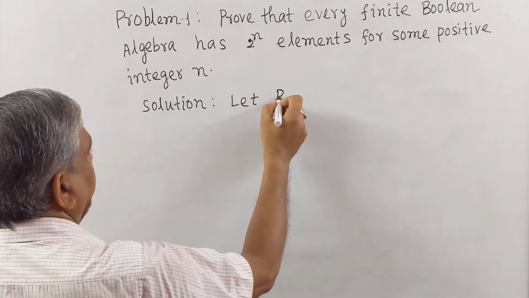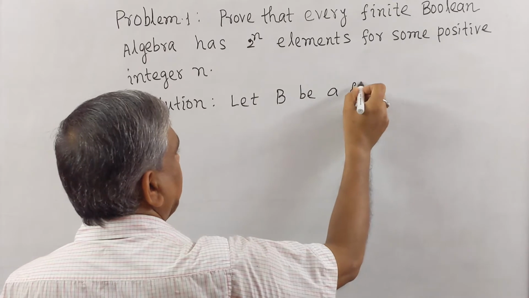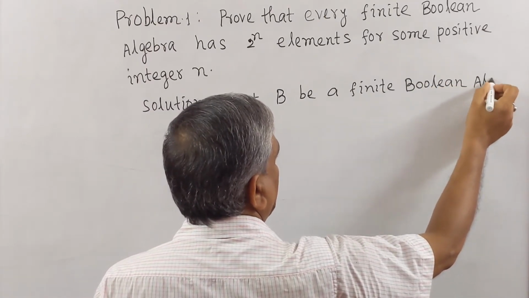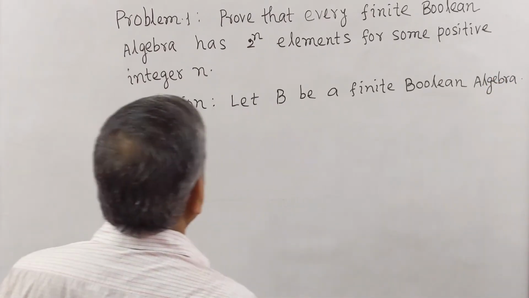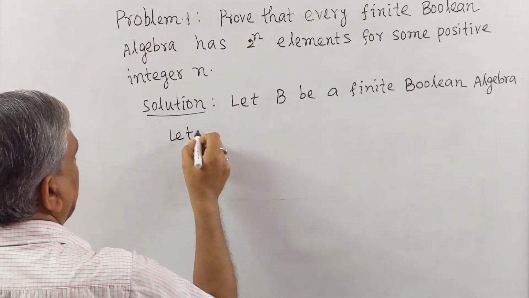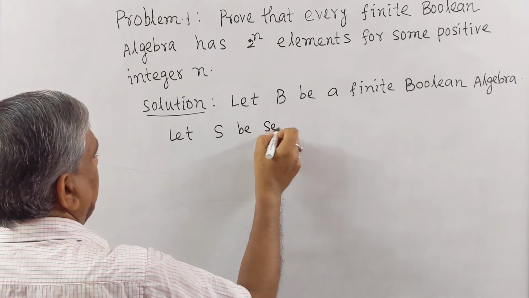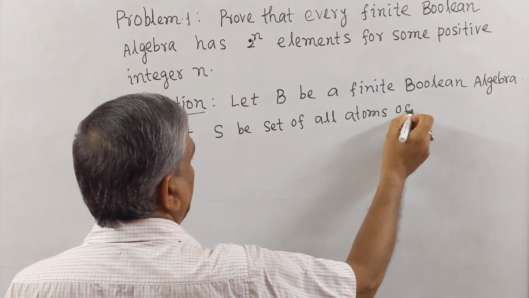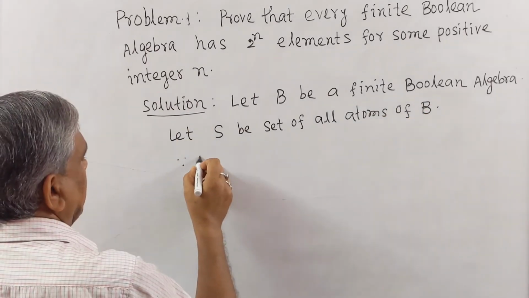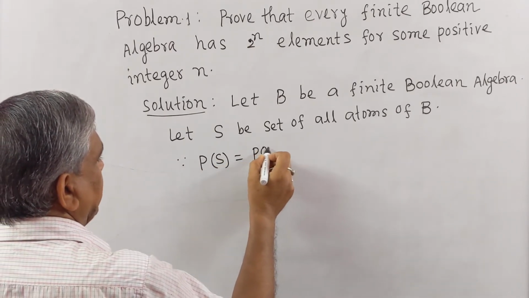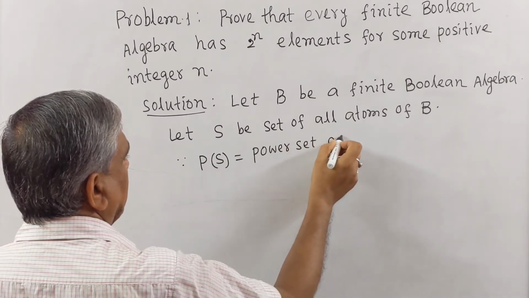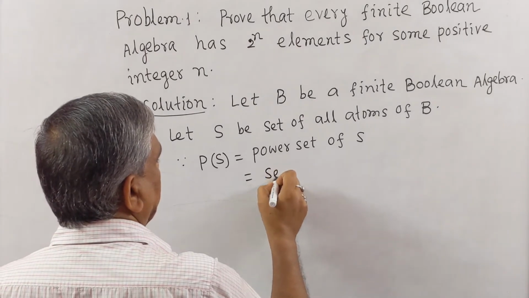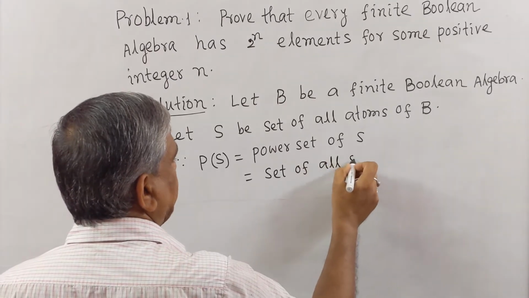Let B be a finite Boolean algebra. Let S be the set of all atoms of B. Since PS equal to power set of S, equal to set of all subsets of S.